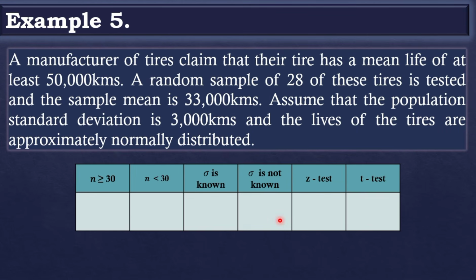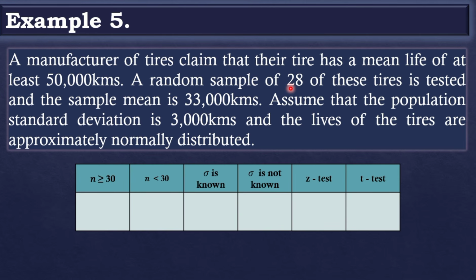Okay, number 5. A manufacturer of tires claims that their tire has a mean life of at least 50,000 kilometers. A random sample of 28 of these tires is tested and the sample mean is 33,000. Assume that the population standard deviation is 3,000 and the lives of the tires are approximately normally distributed. So, what is the sample size? So, nakita naman dito a random sample of 28.